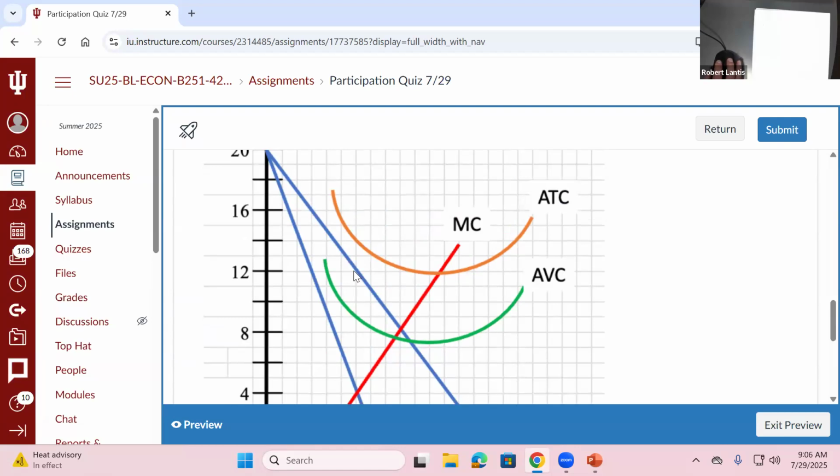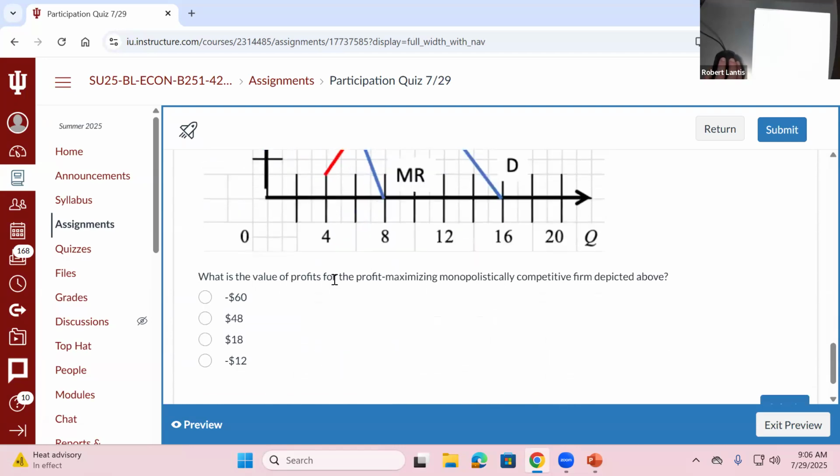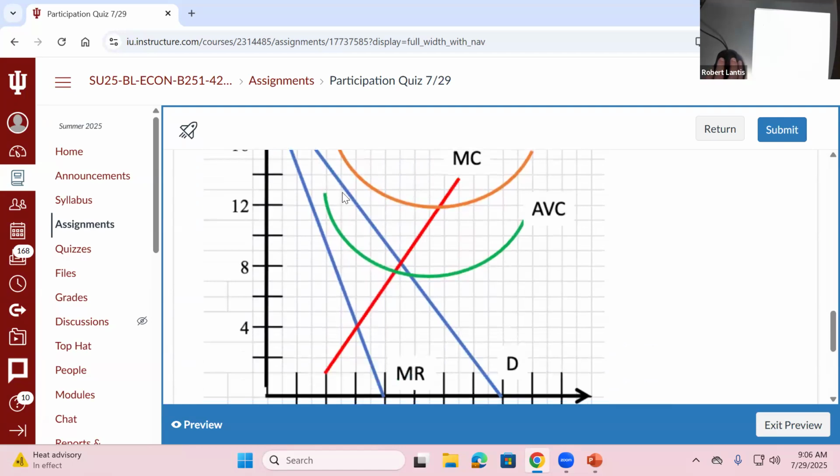Is that above or below my average total cost? Well, it's below. So I know that profits will be negative. So hopefully right here, I rule out these positive answers right away. If at this quantity my price is below average total cost, how do I find my profits?